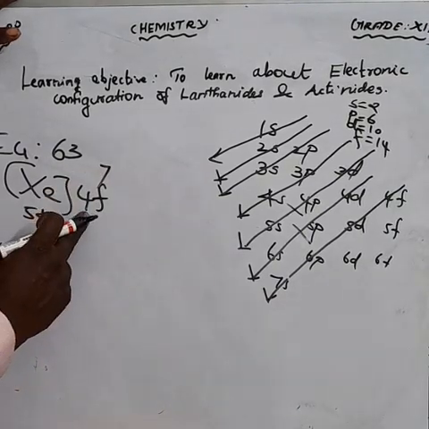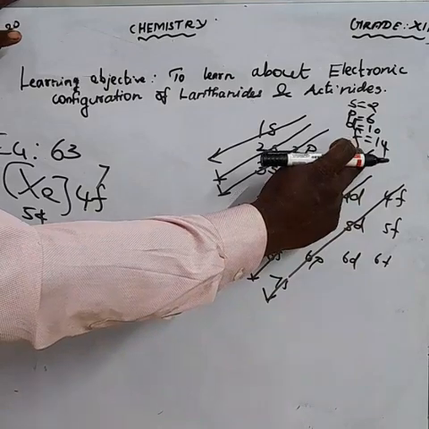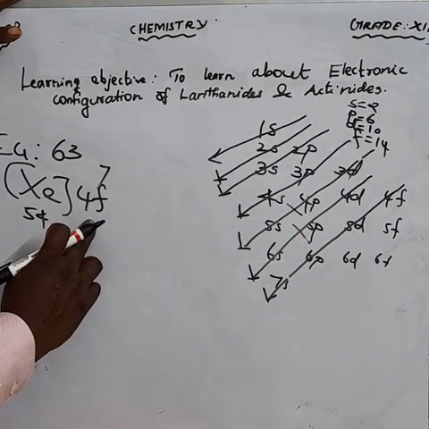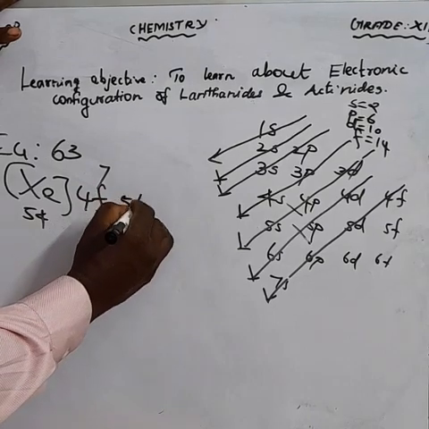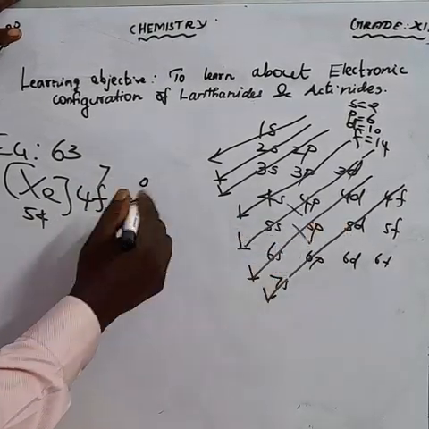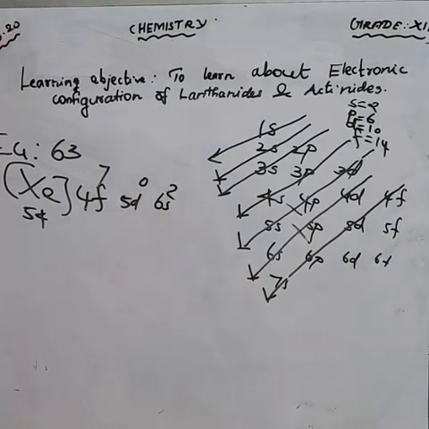4F14 is completely filled. Half filled means 4F7, and 5D is 0, and 6s is 2. This is about europium, Eu.